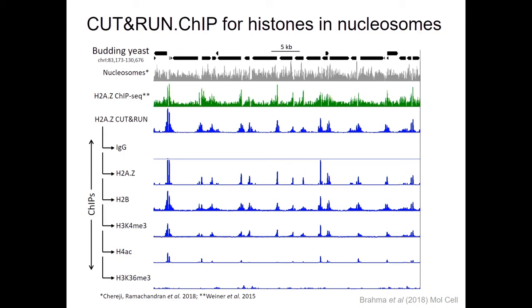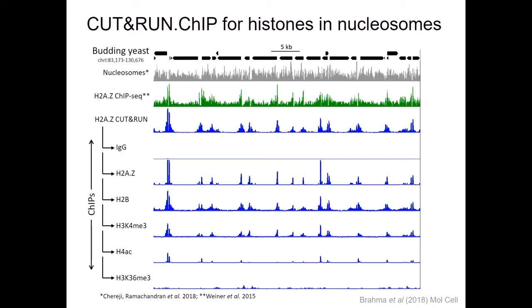For H2A.Z itself, you see that actually there is H2A.Z. That's very good. We know that's there because that's what we targeted in the first step. And then you can ask, well, what else is in these particles? H2B, that's an obligatory component of that nucleosome. And then specific histone modifications are there, but not other ones.